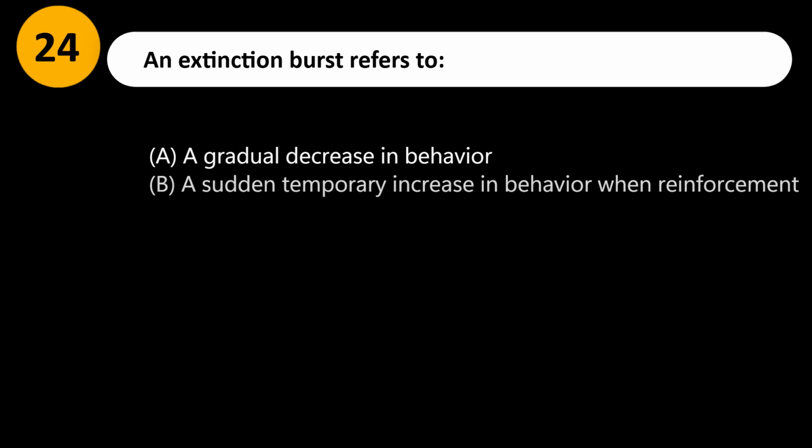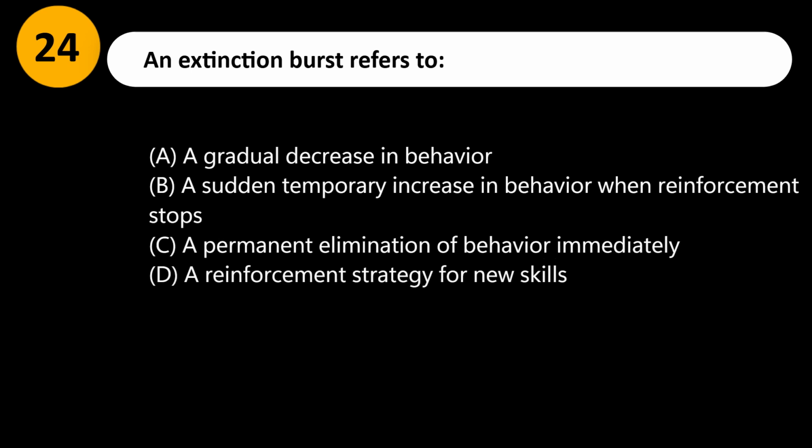An extinction burst refers to A. A gradual decrease in behavior. B. A sudden temporary increase in behavior when reinforcement stops. C. A permanent elimination of behavior immediately. D. A reinforcement strategy for new skills.